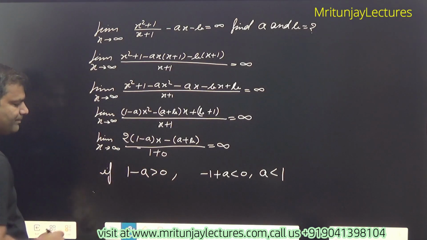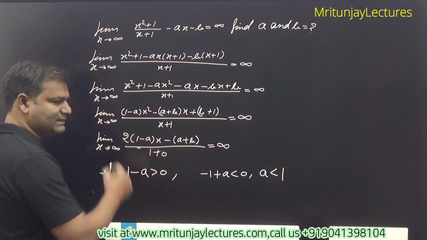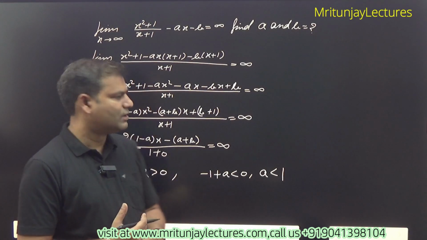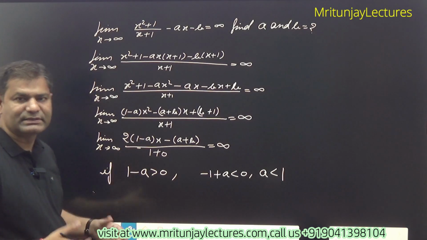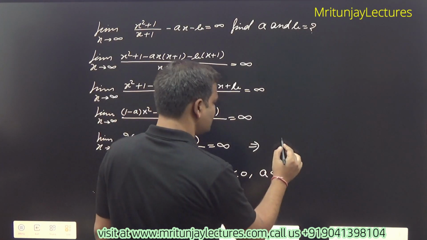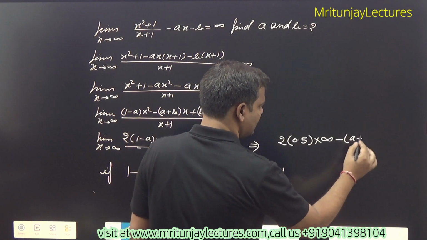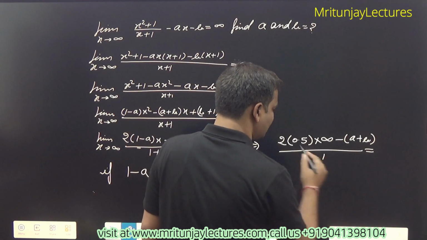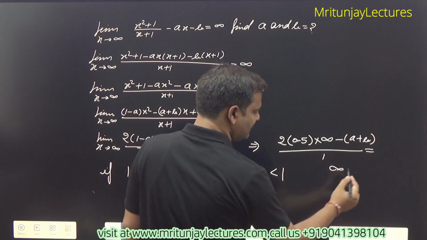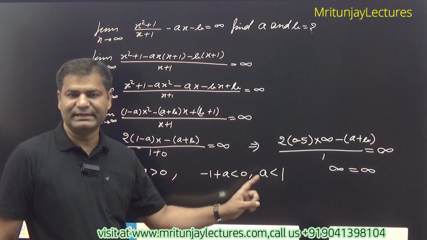If 1 minus a is greater than 0, what is that value? Suppose a is any value less than 1, say 0.5. Then 1 minus 0.5 is 0.5, into 2, that is 2 into 0.5 into infinity minus (a plus b), divided by 1. Here 1 into infinity is infinity, so infinity minus something is infinity. So infinity is equal to infinity. It means this value is possible if a is less than 1.